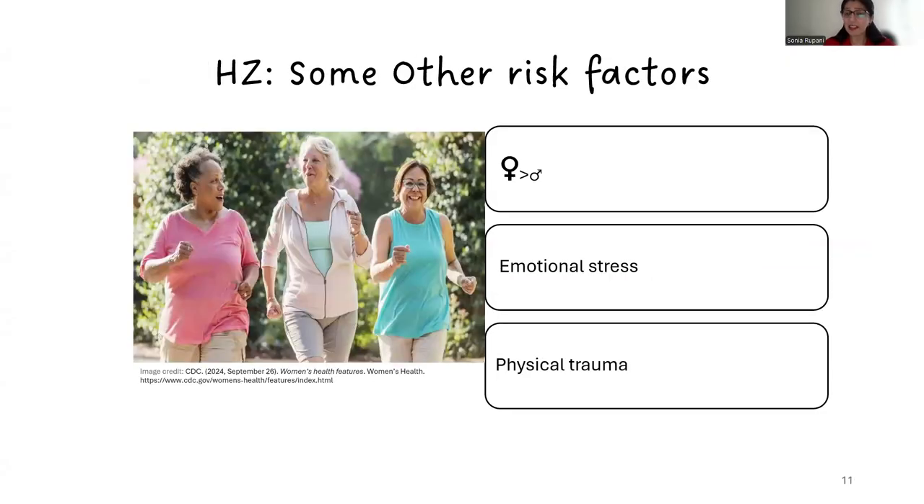Some other risk factors: women tend to have a higher risk than men when it comes to herpes zoster. Emotional stress has been identified. Physical trauma has been identified also as a risk factor for developing herpes zoster, especially cranial nerve involvement, which has been linked to physical trauma, based on studies.